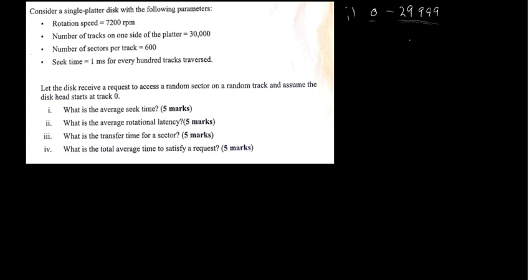So what we're going to do is say time is going to equal 0 plus 299.99. If we divide that by 100, it's going to give us 2.9999. Divide that by 2, which gives us 149.99 milliseconds. This is our average seek delay.